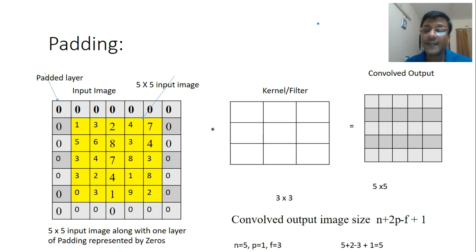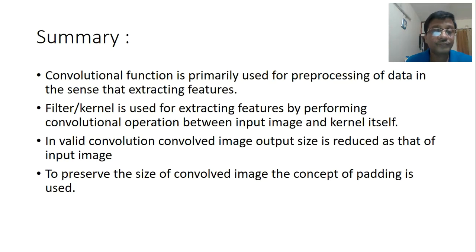Here we can see that the size of the convolved output is the same as that of the input image, which is 5 by 5. So with the help of padding we can preserve the size of the convolved output. To summarize, the convolution function is mainly used for pre-processing of the data, for the purpose of extracting features, and to extract the features the main responsible element is the kernel or the filter.